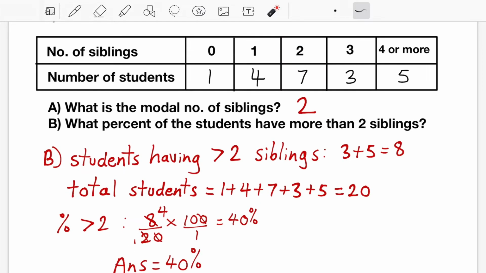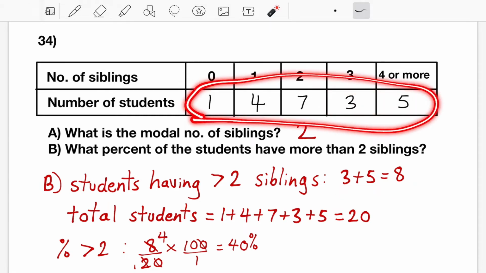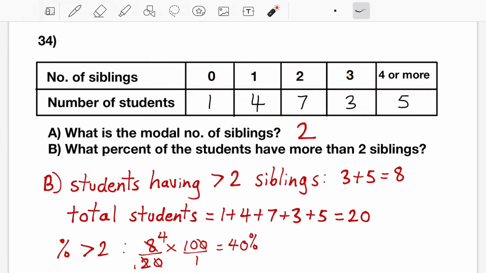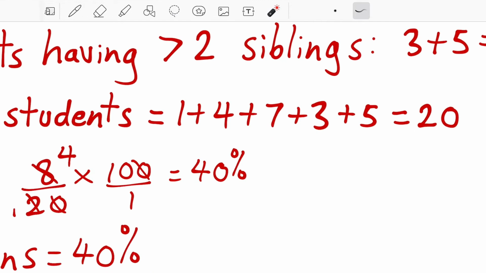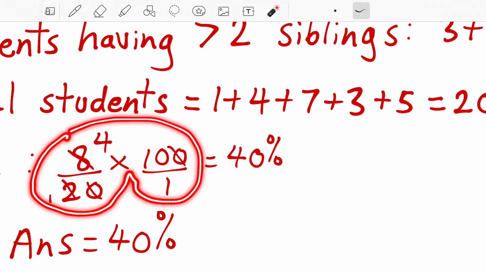What percentage of the students have more than 2 siblings? So more than 2 would be 3 or 4 or more. So that will be 3 students plus 5 students is 8 students. So 8 out of the total, when we add these numbers together, we will get 20. So 8 out of 20, if we multiply this by 100, we'll get 40%.